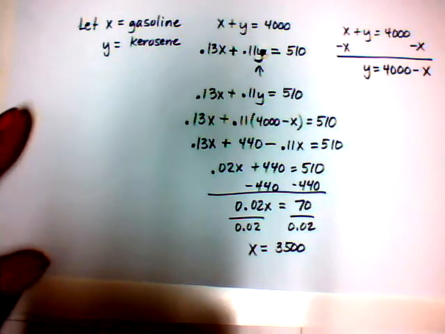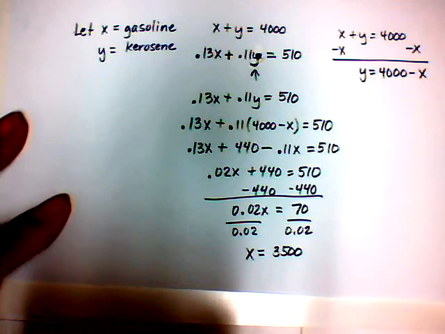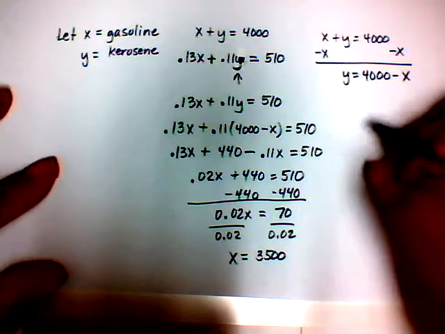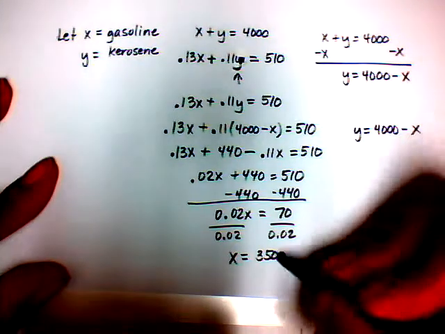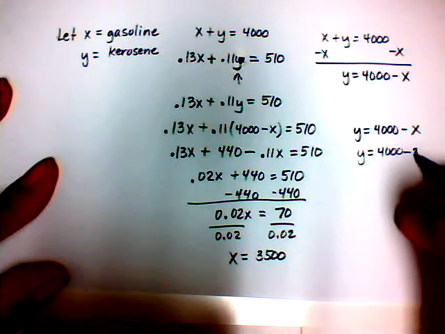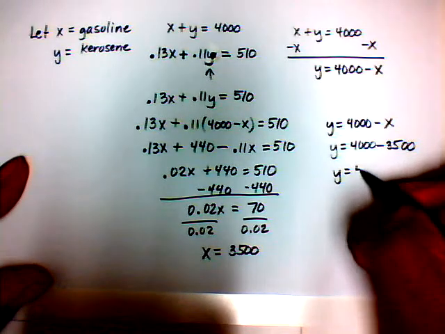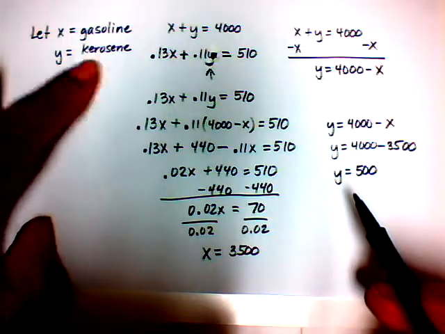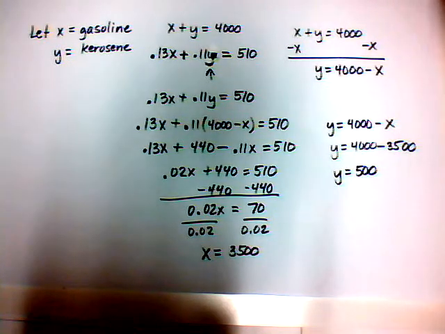So here x is equal to 3,500, which represents the number of gallons of gasoline. Now I need to find the number of gallons of kerosene. I have y is equal to 4,000 minus x, if you recall. So I'll use that and replace the x with 3,500. So y is equal to 4,000 minus 3,500, which means y is equal to 500. The y represents the number of gallons of kerosene, so that means there are 500 gallons of kerosene.